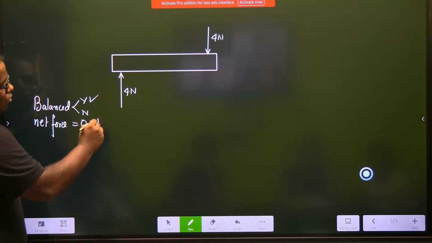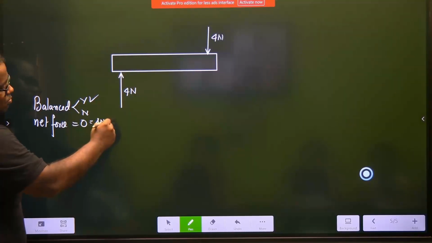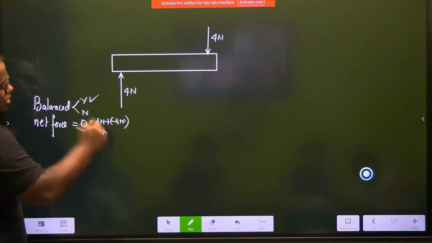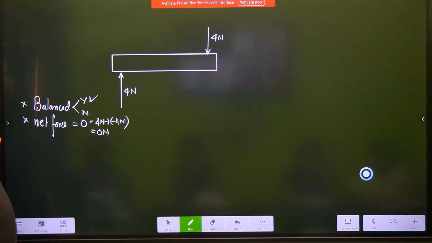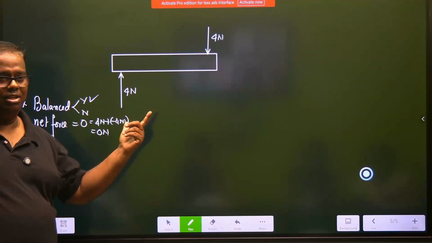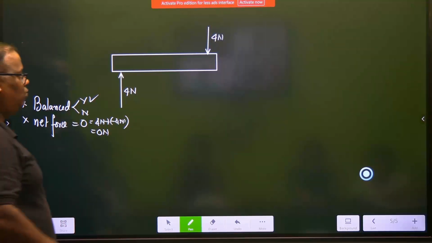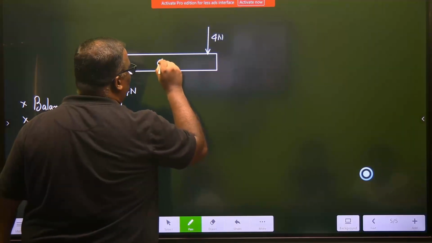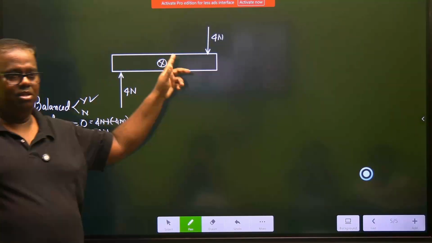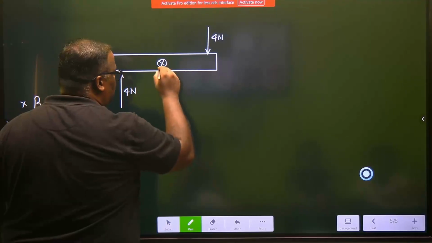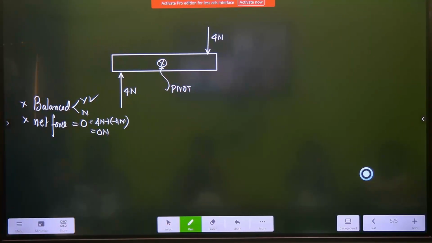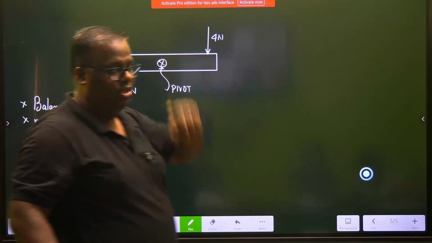Why is it 0? 4 Newton, if I'm taking this as positive, plus negative of 4 Newton, because this is negative, which is equal to 0 Newton. These are the two things. And our myth was what? Body should be at rest. This body cannot be at rest. It will rotate. This will rotate. And if you actually put a nail or a screw out here and you fix it, you can actually rotate it. Such an arrangement is known as a pivot. This is known as a pivot. Pivot joint.